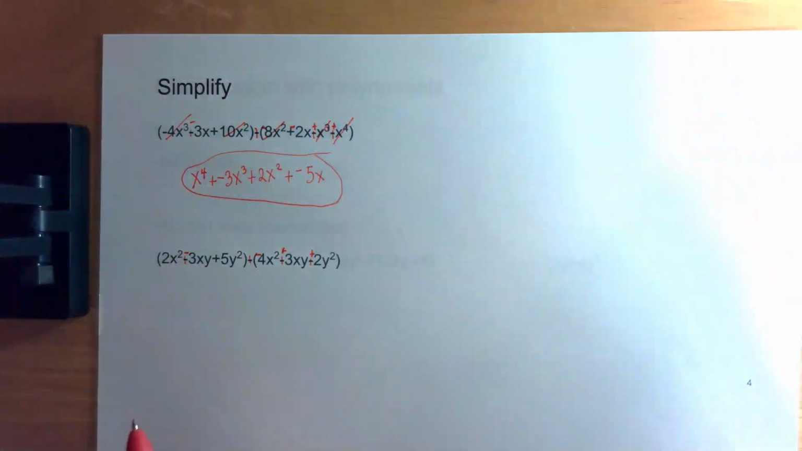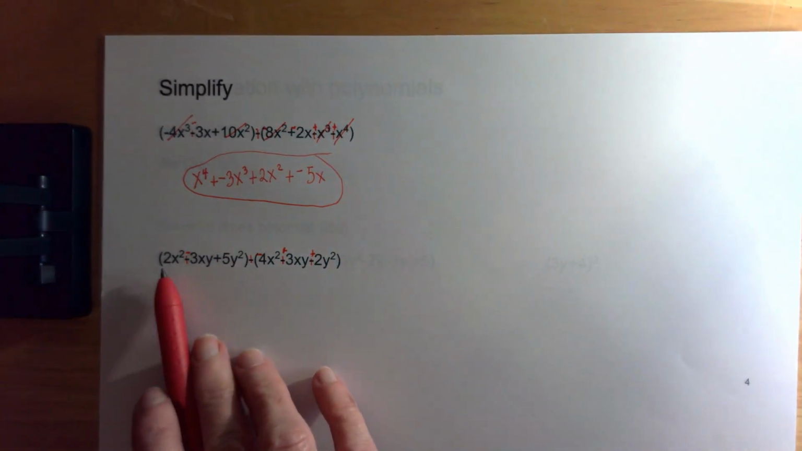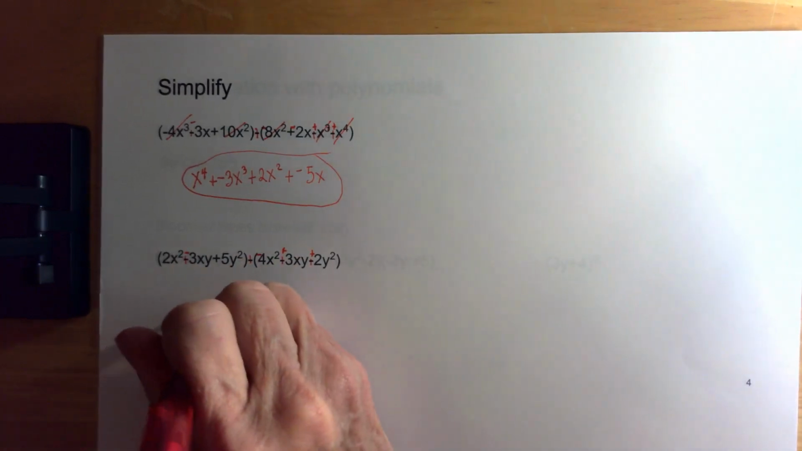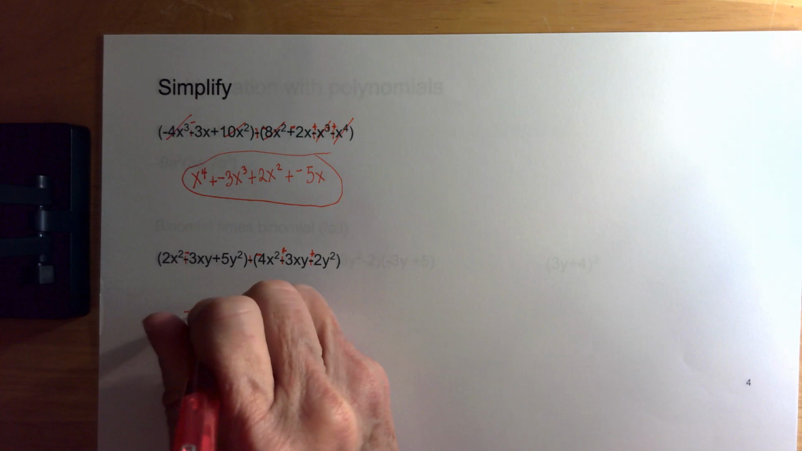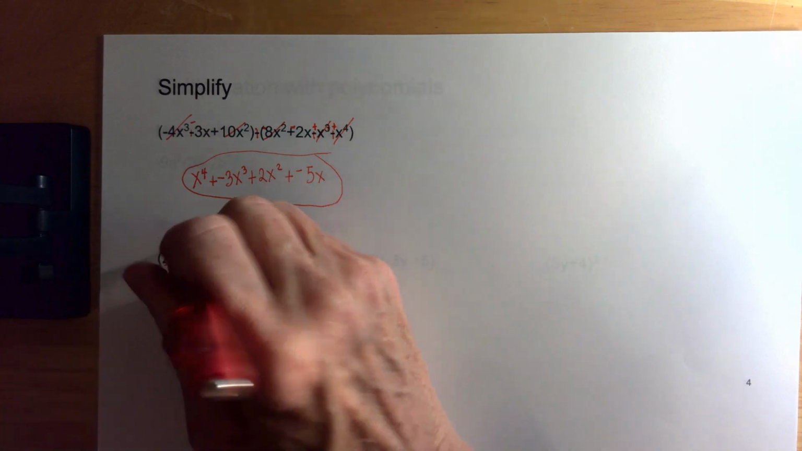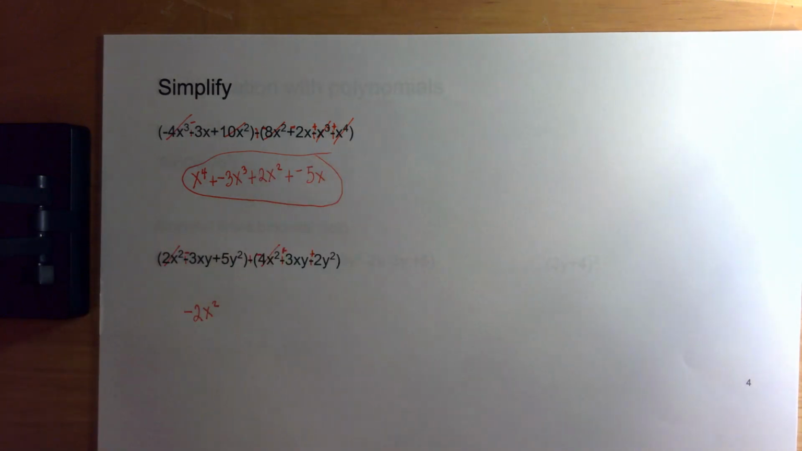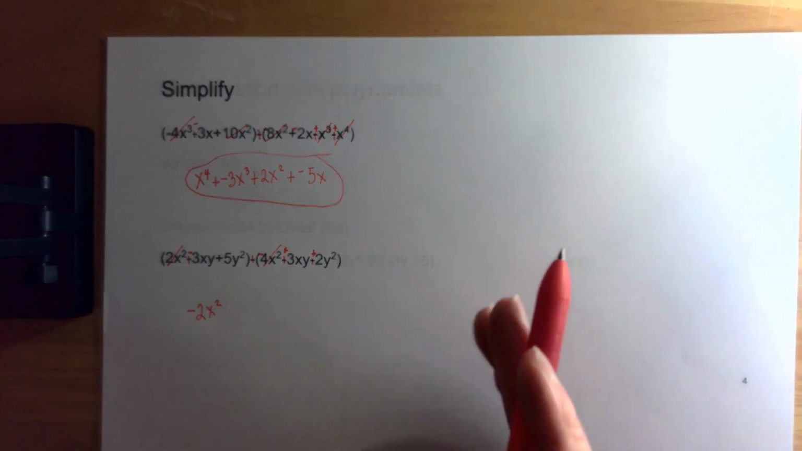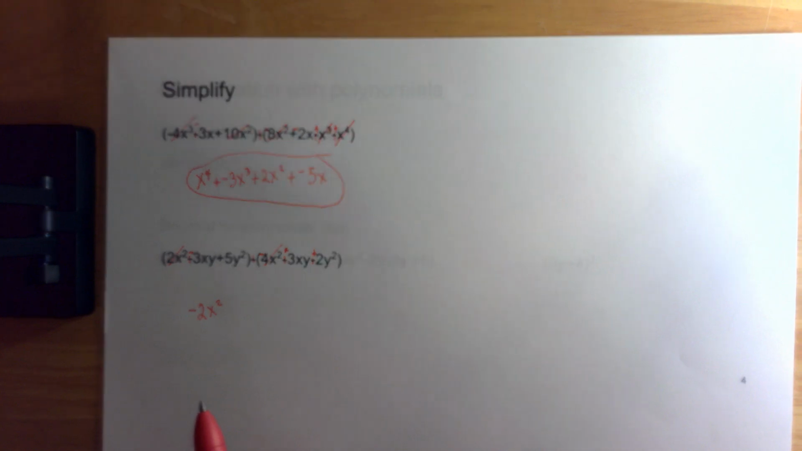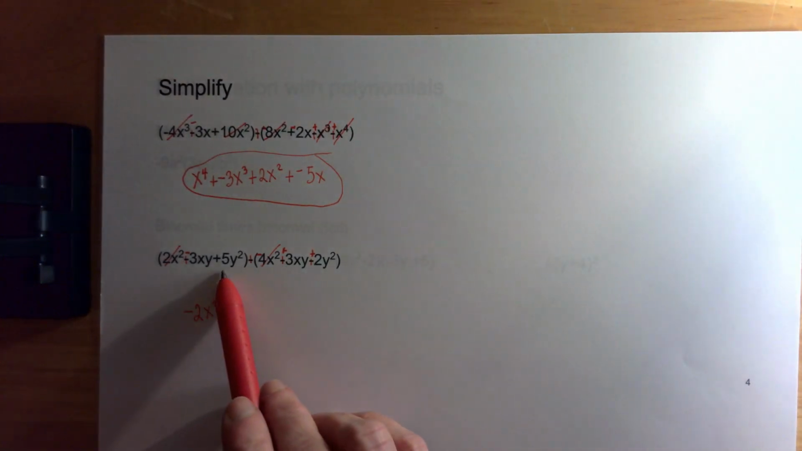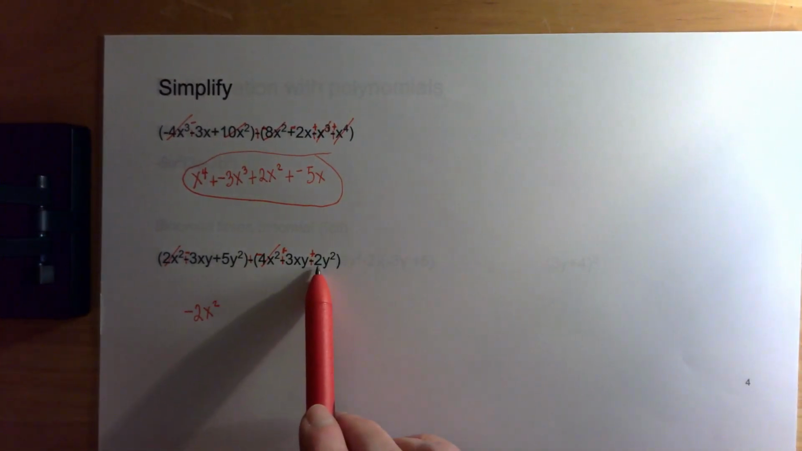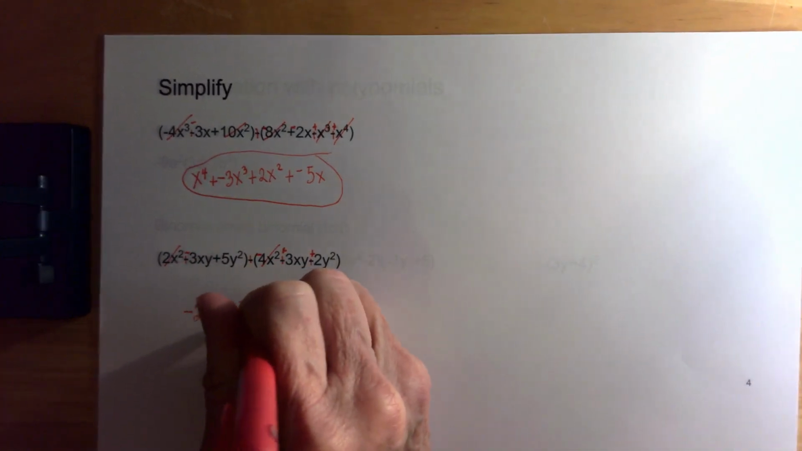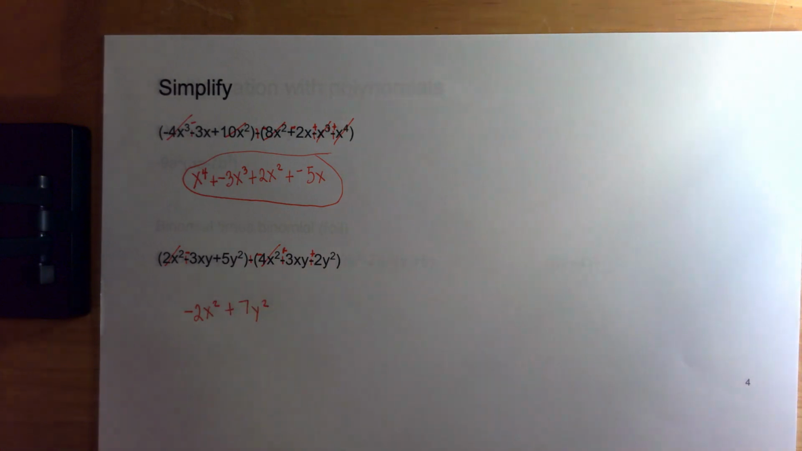The highest power of x that I have is x squared. So here's a 2x squared plus a -4x squared. So that's going to give me a -2x squared. So I've added that one and I've added that one. Then I've got a -3y and a positive 3y. So that's equal to 0. Okay, they cancel each other out. And I have a 5x squared and a positive 2x squared. So that's a 7x squared.